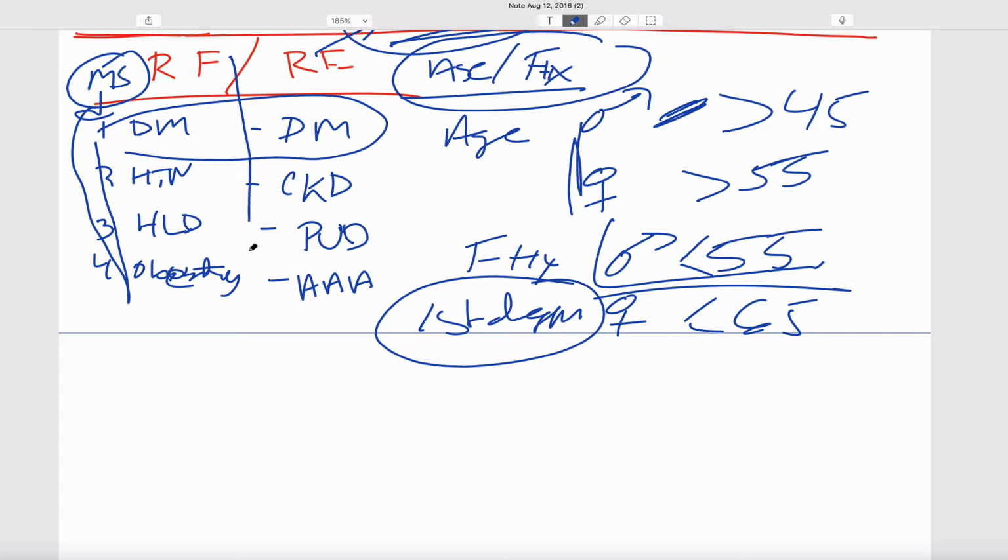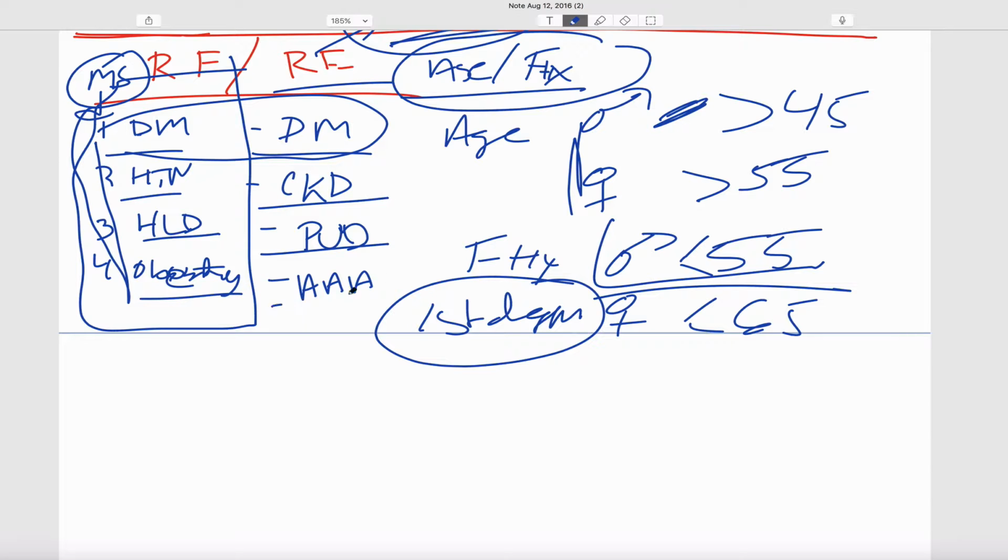Remember, our risk factors are going to be broken into your metabolic syndrome, diabetes, hypertension, hyperlipidemia, obesity. Your risk equivalents are going to be your diabetes, chronic kidney disease, peripheral vascular disease, and your abdominal aortic aneurysms.